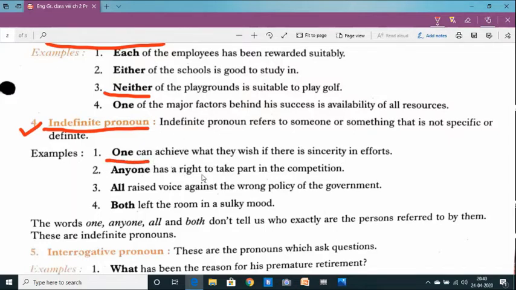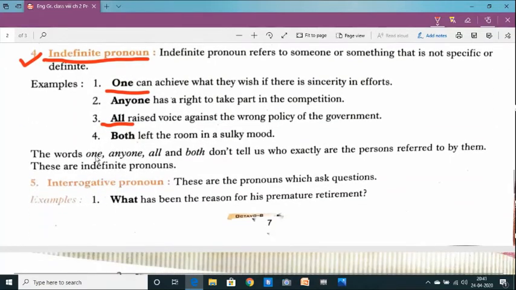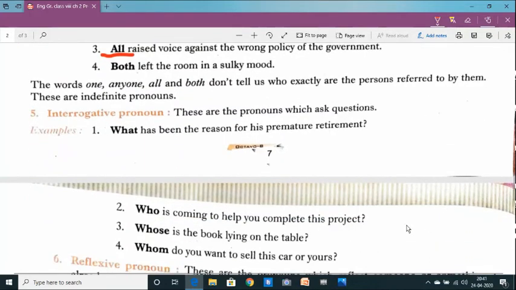Anyone has a right to take part in the competitions. All raised voice against the wrong policy of the government. Here, all means not any particular one, but all the citizens of our country. Both left the room in a sulky mood. All these are indefinite pronouns. The words one, anyone, all and both don't tell us who exactly the persons referred to by them are. These are indefinite pronouns.